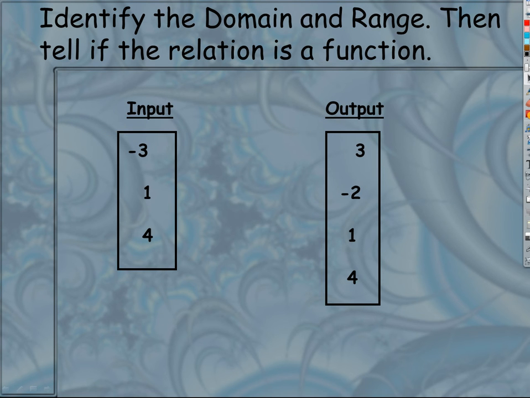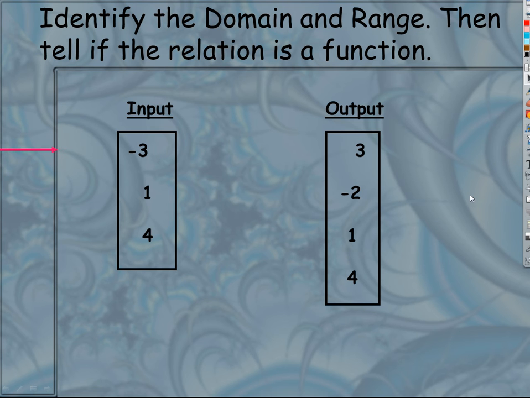Here's a relation. Now, first of all, what's the domain in this case? What's the set of values that we're going to dump into the relation? Yeah, -3, 1, and 4, right? And then the range? 3, -2, 1, and 4. Good. So those four numbers represent the range. These three numbers represent the domain.